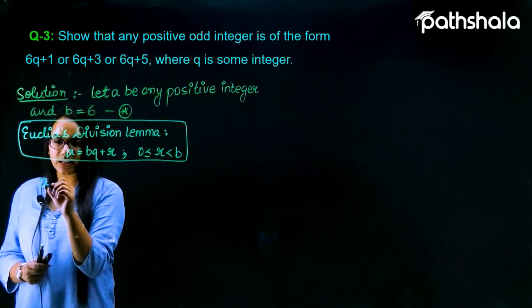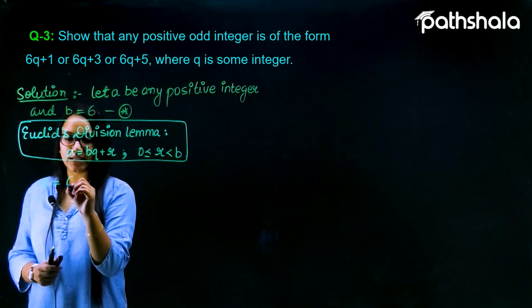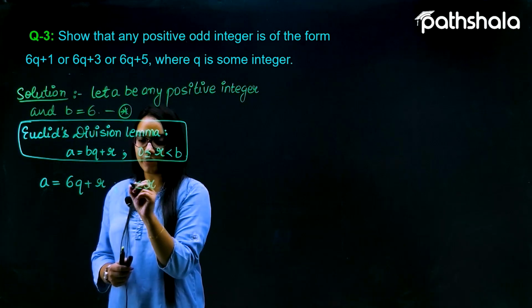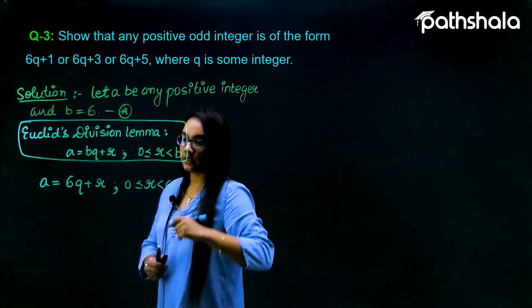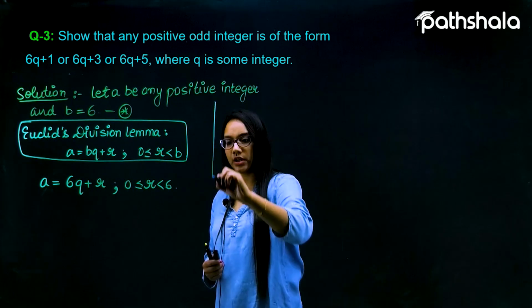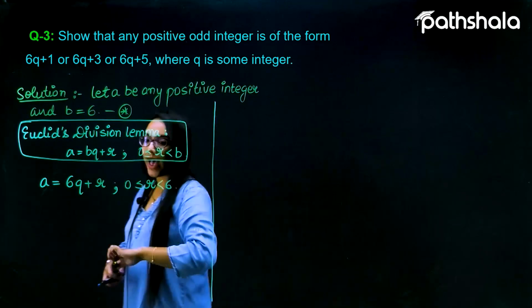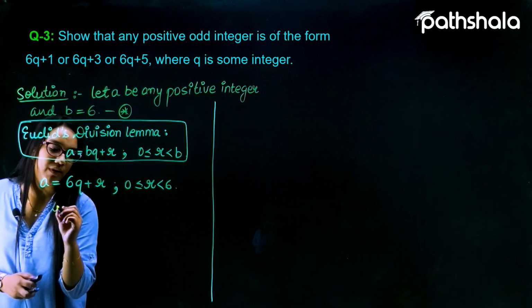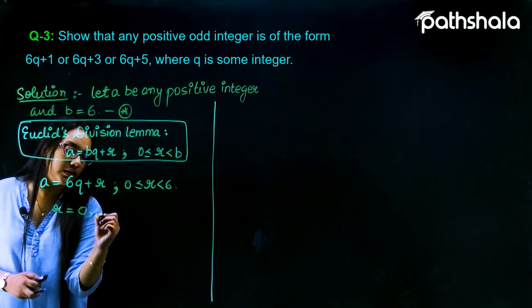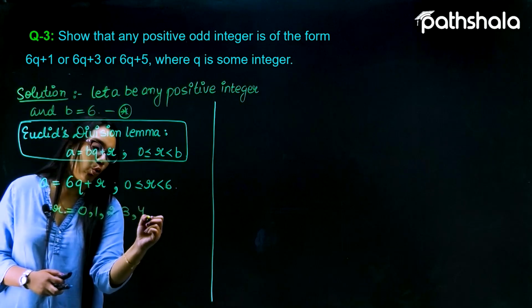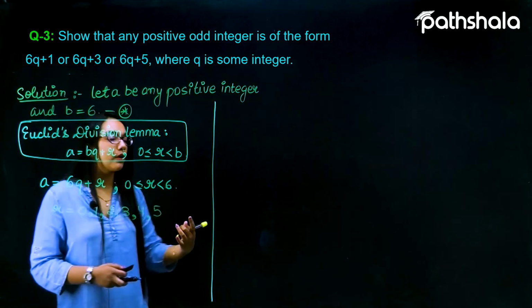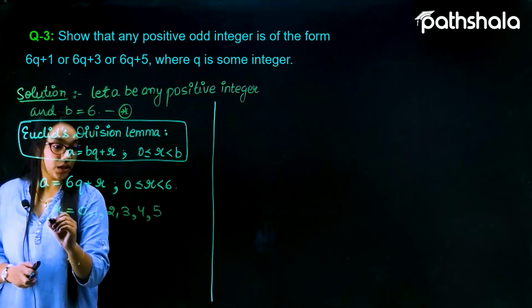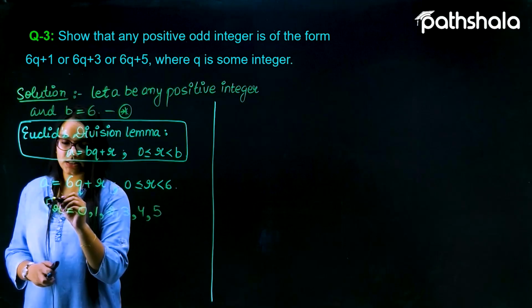So it will be a is equal to bq plus r. What is the value of b? b is nothing but 6. So it is 6q plus r, with the condition that the value of r will lie between 0 and 6. Now the value of r can be 0, 1, 2, 3, 4, 5, but it cannot be 6 because there is no such equality over here. So the values of r can be these 6 numbers.